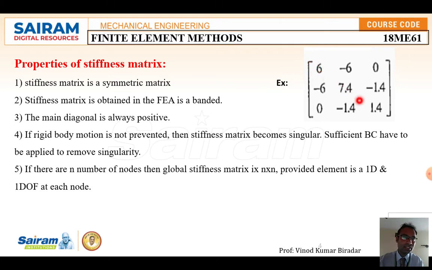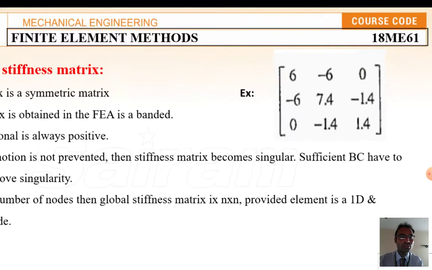The main diagonals are always positive, and this is a symmetric matrix. Suppose you fold this matrix in between, all the values should be similar. If this is minus 6, then this side is also minus 6. If this is 0, this side is also 0. If this is minus 1.4, this is also minus 1.4. So it is always symmetric. If you fold or cut the section, all the similar values should be there on both sides.